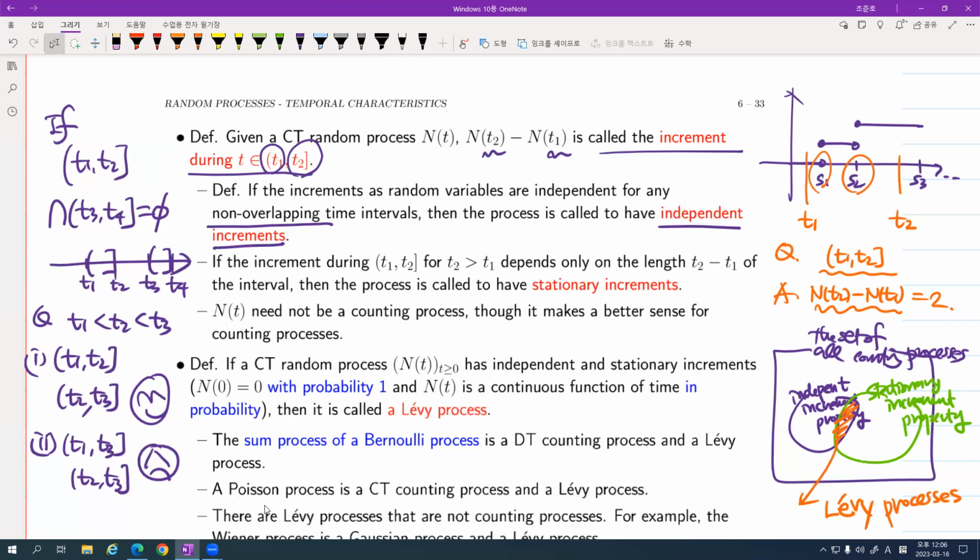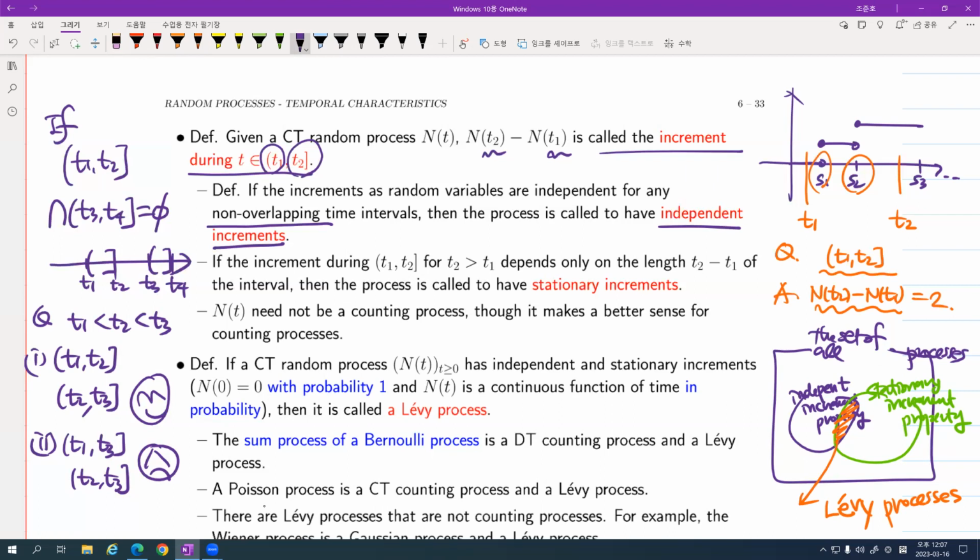So this intersection of independent and stationary increment, they are Levy processes. Be careful. Here, I started from counting process, but some of you have already observed that this is not needed. Given any random process, you can define that. Increment may be a negative number, no problem. So actually, I have to delete this counting.